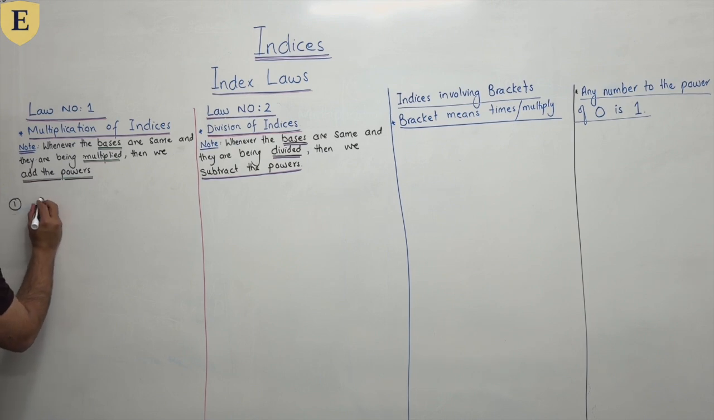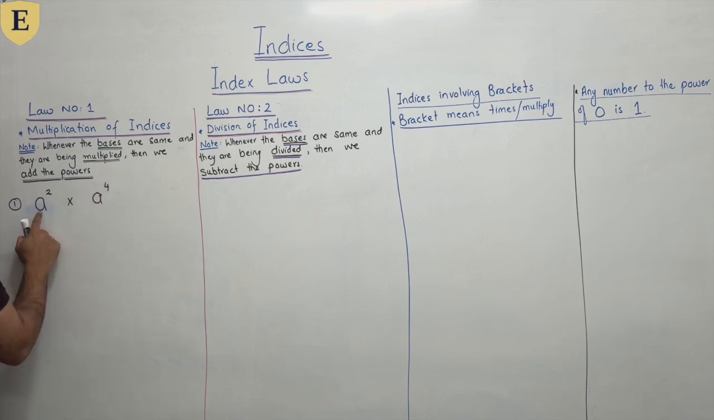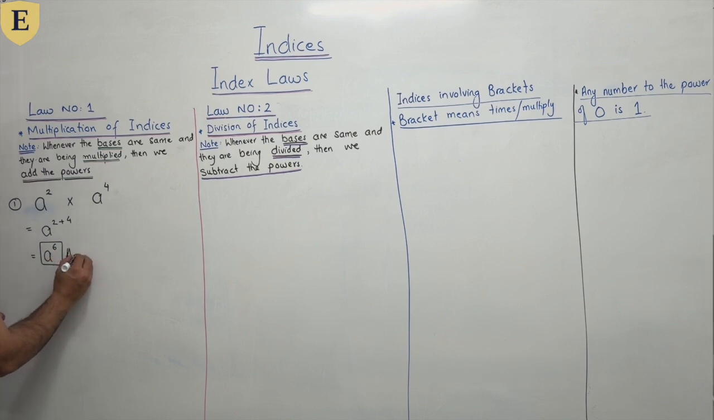Example number one, a to the power of 2 times a to the power of 4. As you can see, the bases are same and there is a multiplication sign in between. I will add the powers. So this will become a to the power of 2 plus 4. The reason why I'm adding these two is because the bases are same and there is a times sign in between. So this will become a to the power of 6, and that is your answer.